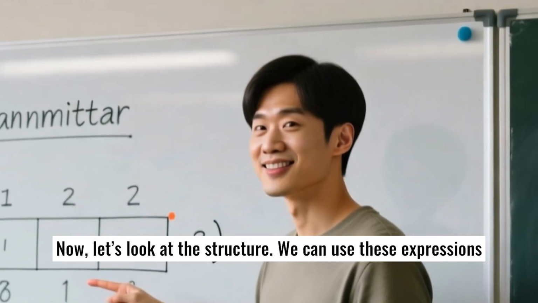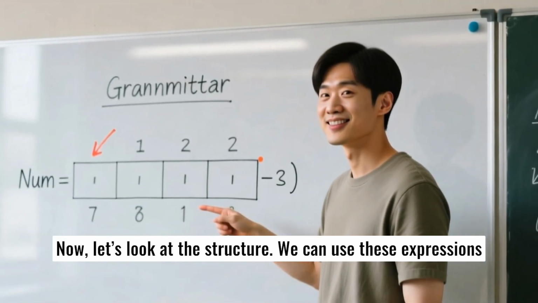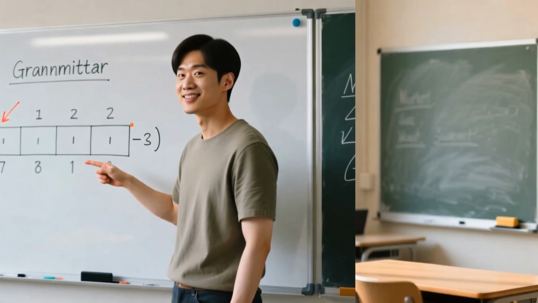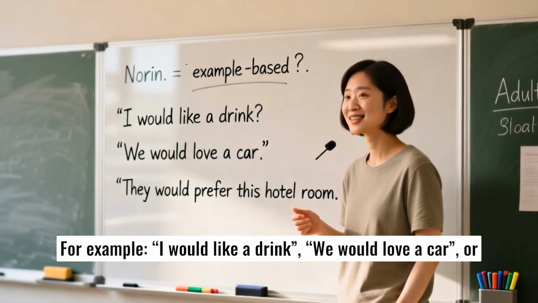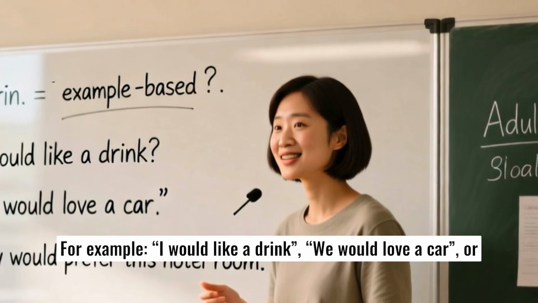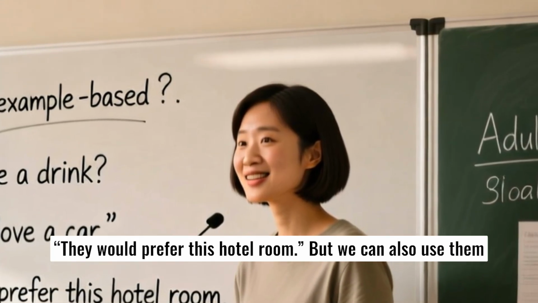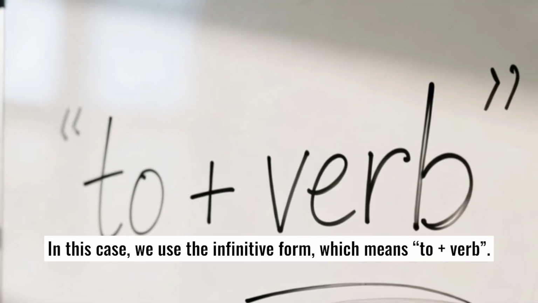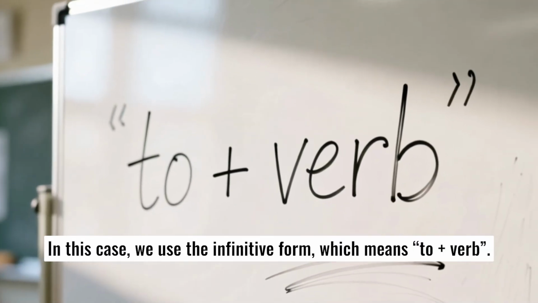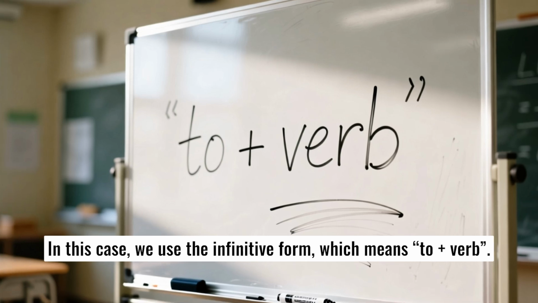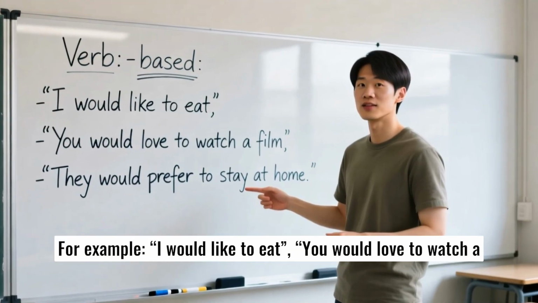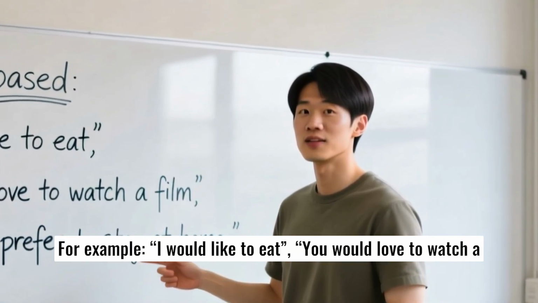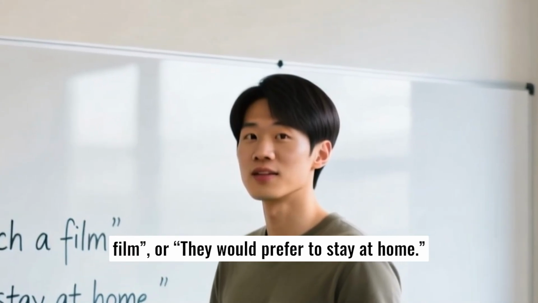Now, let's look at the structure. We can use these expressions with a noun. For example, I would like a drink, we would love a car, or they would prefer this hotel room, but we can also use them with a verb. In this case, we use the infinitive form, which means to plus verb. For example, I would like to eat, you would love to watch a film, or they would prefer to stay at home.